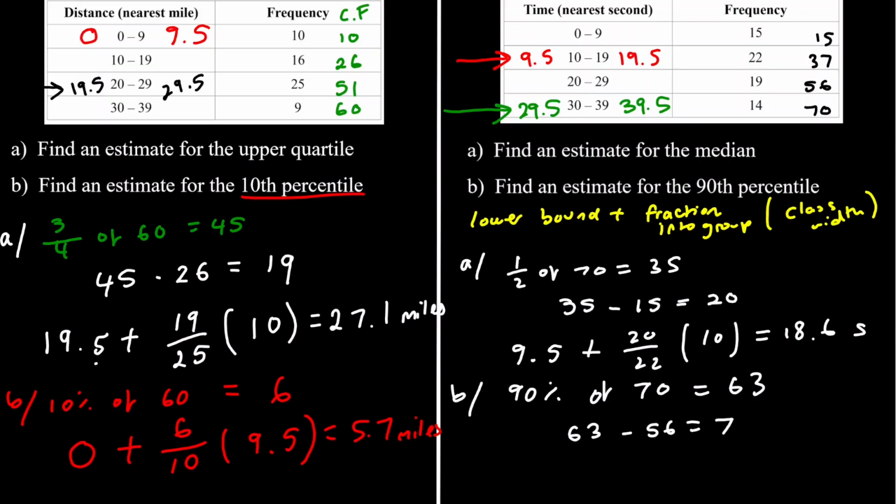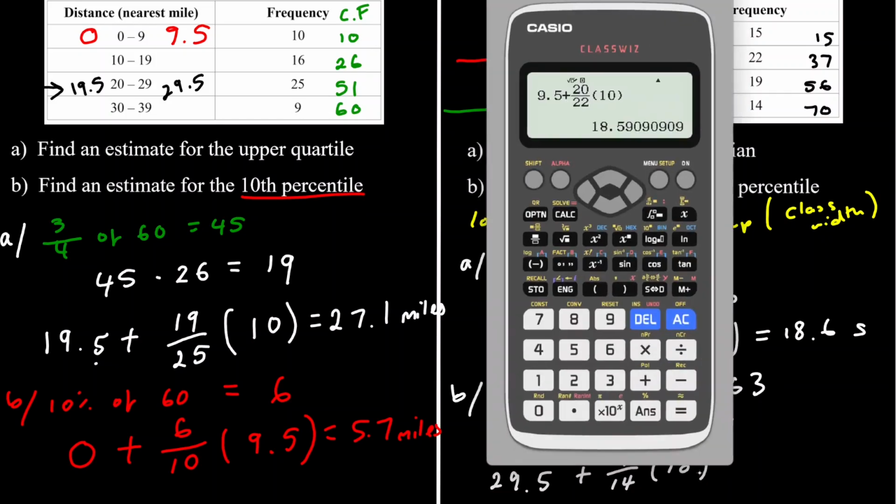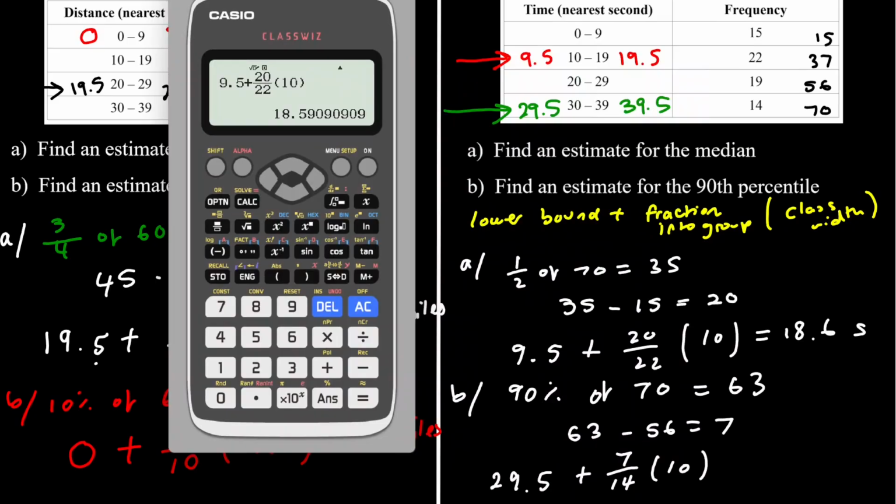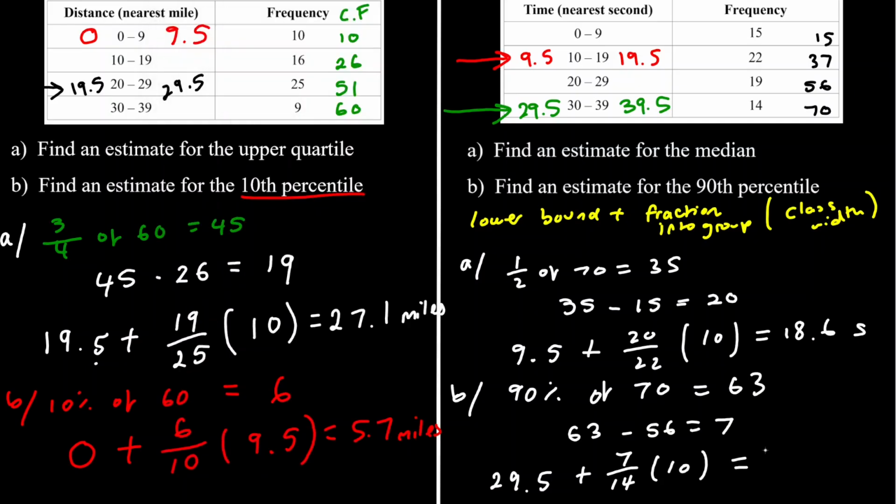That should be nice and easy. So we've got 29.5 plus 7/14 of 10. Probably don't even need to use a calculator for this. 29.5 plus 7/14 of 10 is 34.5. It's exactly halfway into the last group.